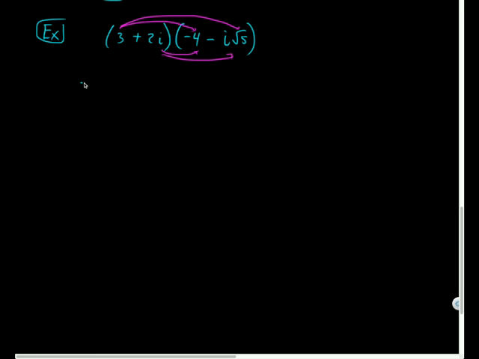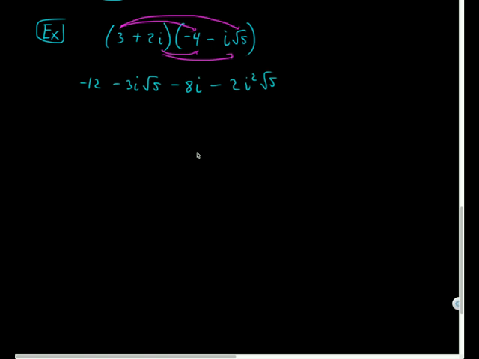So 3 times negative 4 is negative 12. 3 times negative i roots of 5 would be negative 3i roots of 5. Plus 2i times negative 4 is negative 8i. And then 2i times negative i roots of 5 will be negative 2i squared roots of 5.